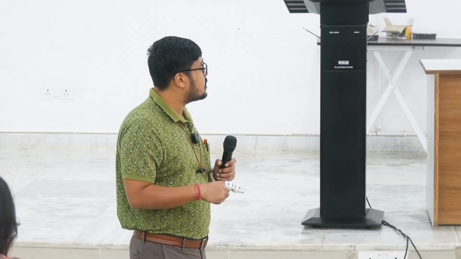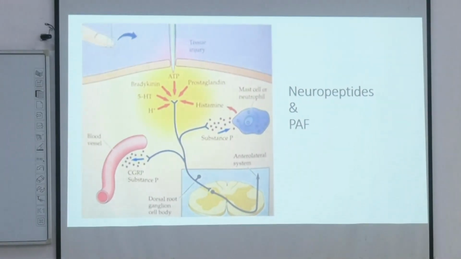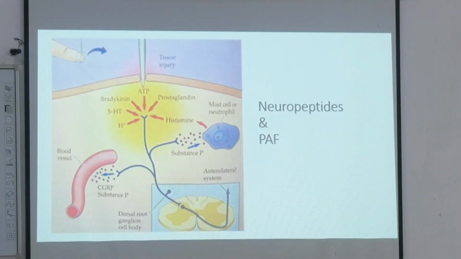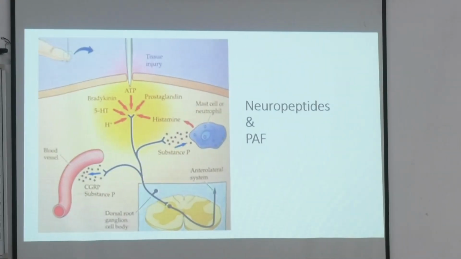Next is neuropeptide, substance P, and platelet activating factor. This is the dorsal root ganglia, the pain center of our body. Substance P is a mediator of pain. So from the nerve ending, this substance P sends the signal from the dorsal root ganglia to the pain center of our brain.